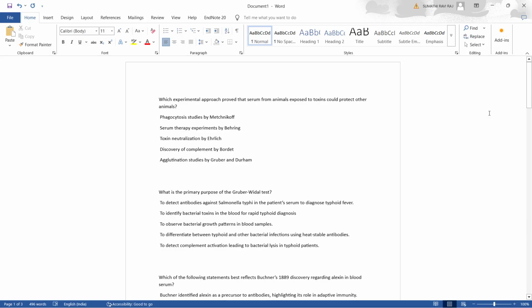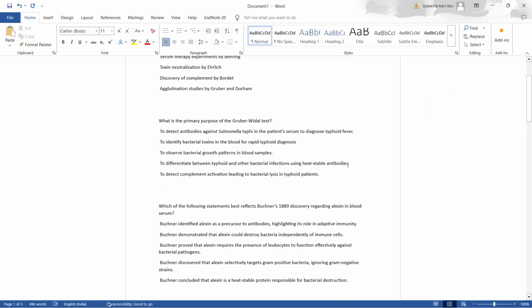So the first question is, which experimental approach proved that serum from animals exposed to toxins could protect other animals? We discussed this, whether it is the phagocytosis study by Mechnikov, the serum therapy experiments by Behring, the toxin neutralization by Ehrlich, the discovery of complement by Bordet, or the agglutination studies by Gruber-Durham. So we discussed which one proved that serum from animals exposed to toxins could protect. So you can answer this.